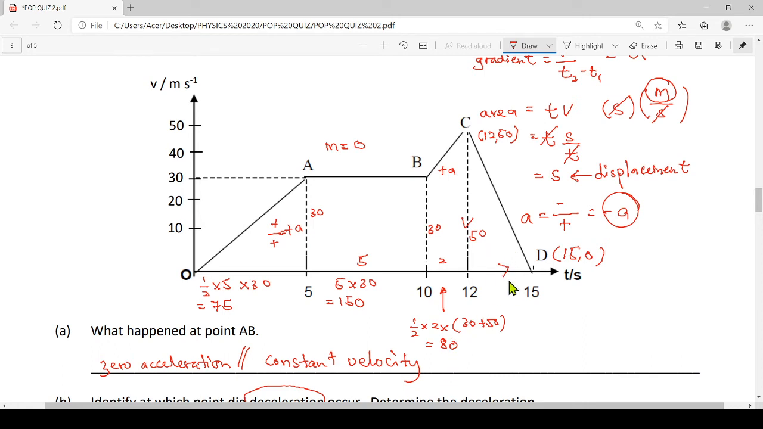And then the last one here, that is a triangle. Alright, so it's 1 over 2 times, okay, from here to here I have 3, and then from here to point C here I have 50. So 1 over 2 multiplied by 3 multiplied by 50. So here is 75 also. Alright, so the total displacement would be 75 plus 150 plus 80 plus 75.